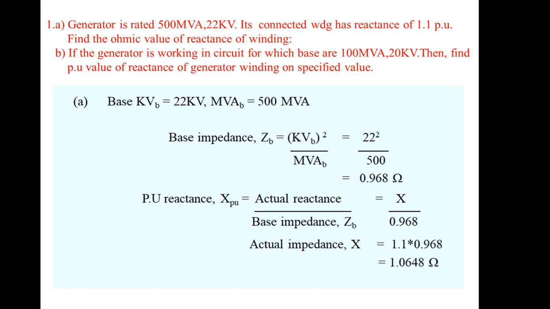First, writing the data given: base kVb is 22 kV, base MVA is 500 MVA. First we have to find the base impedance. Base impedance is kVb squared by MVAb. Here kVb is 22 and MVAb is 500. We just found the base impedance, 0.968 ohms.